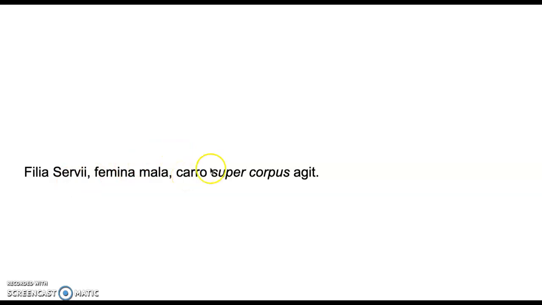Carnem is what we would expect. Super corpus is a prepositional phrase. Super means over, above, on top of. Corpus is a neuter word in the accusative case. It is a third declension word. That's why the ending looks a little different. Do not make this masculine singular nominative because it is not.